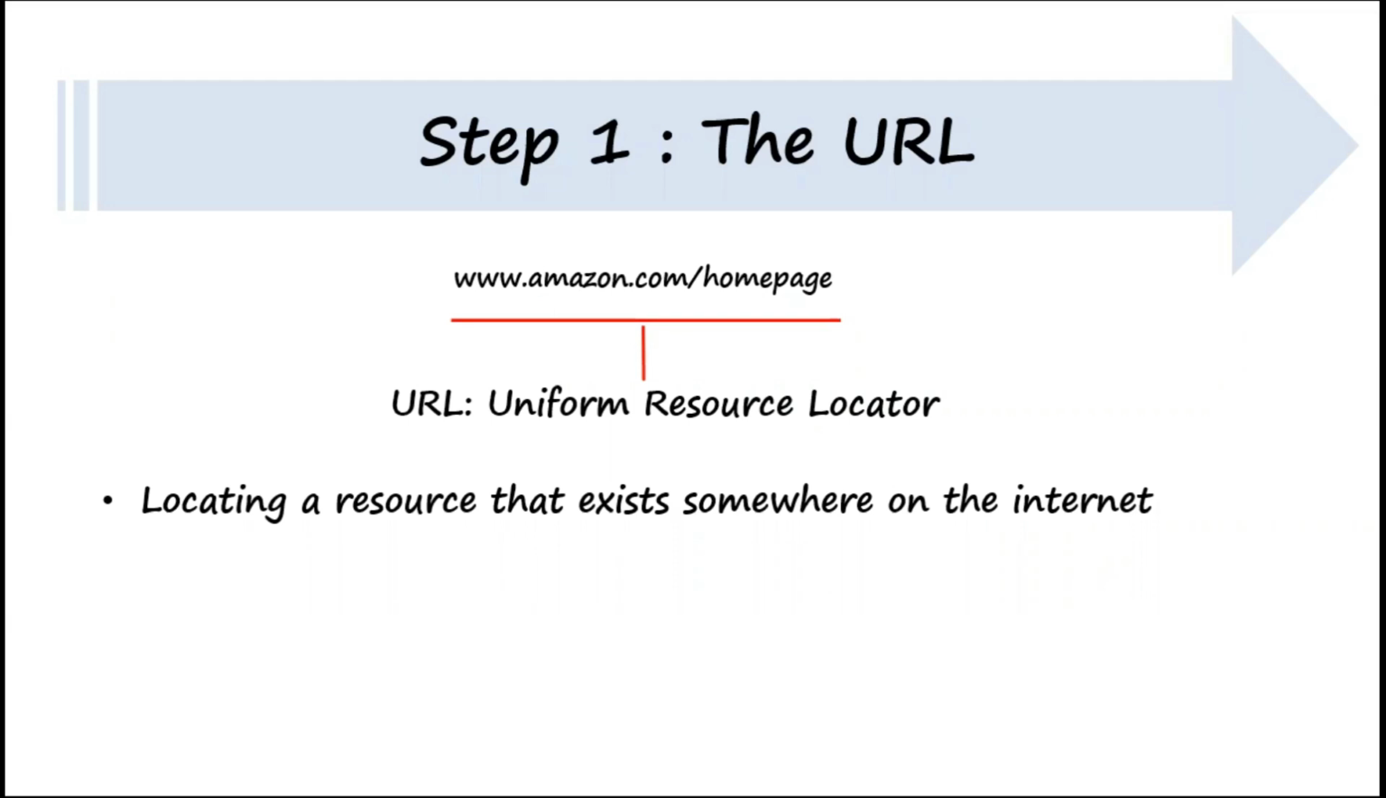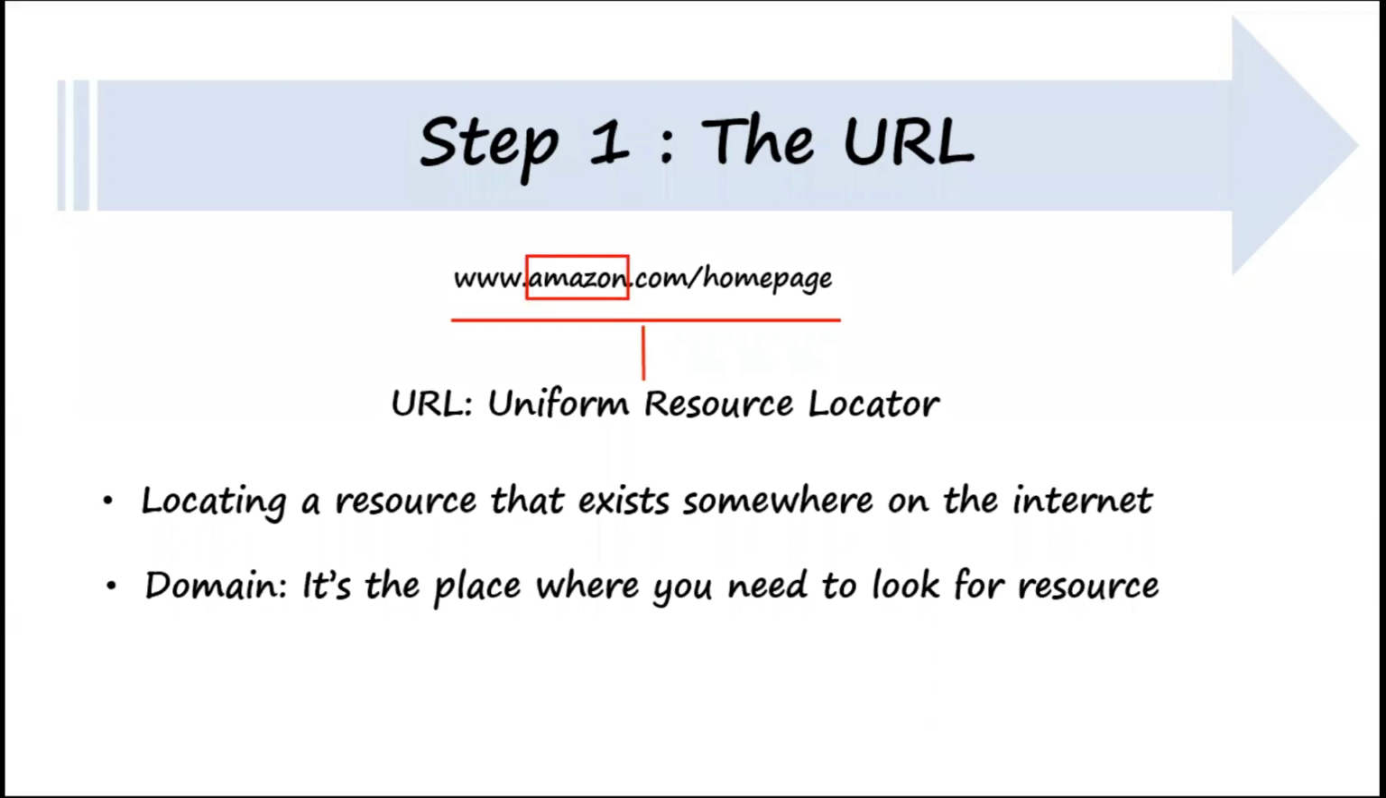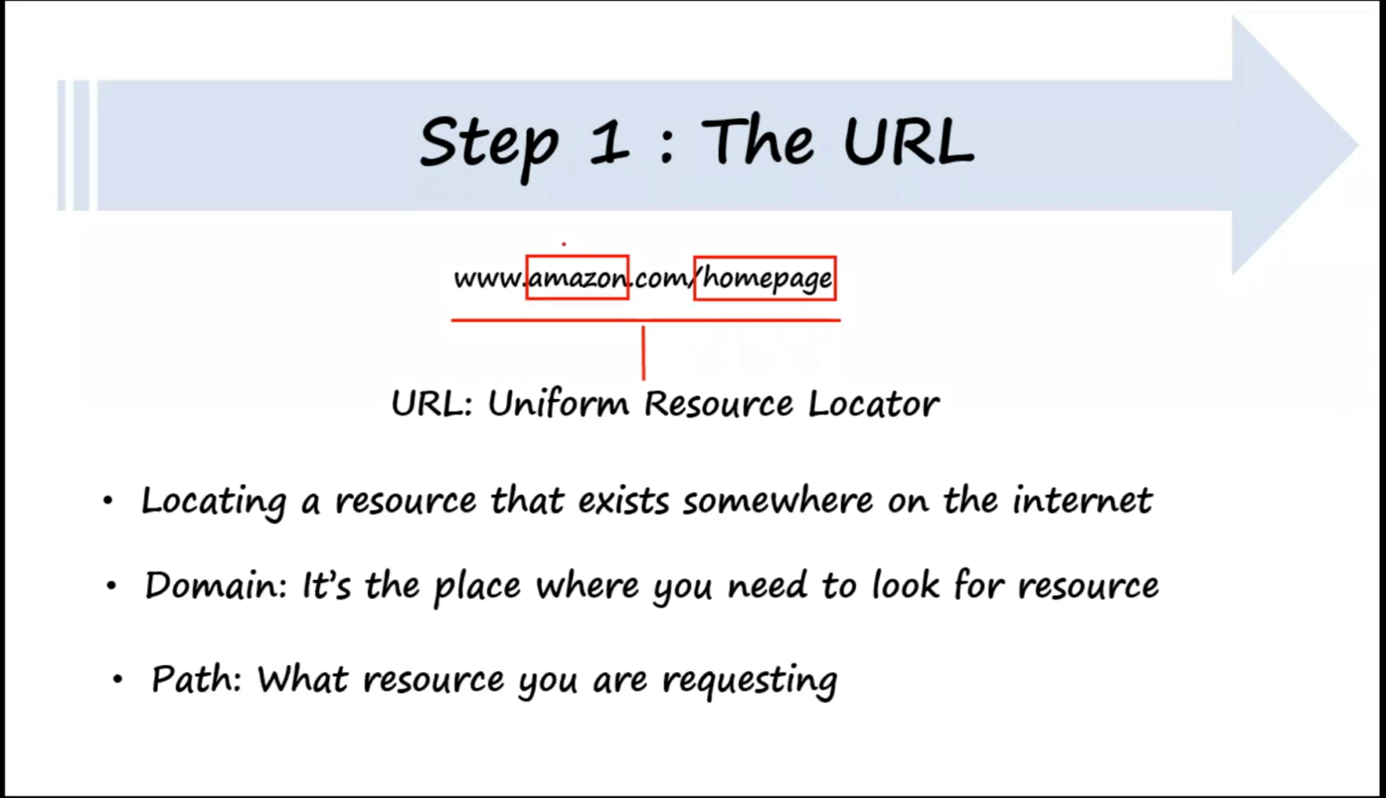So what is a URL? It means that you're trying to locate a resource that exists somewhere on the internet. And where does this resource exist? It exists in the domain. So the domain is the place where you need to look for the resource. And after the domain, we have the path. So this is the domain. This is where the resource lies. And this is the path. This is the resource that we are looking for. So remember, this entire thing is the URL.